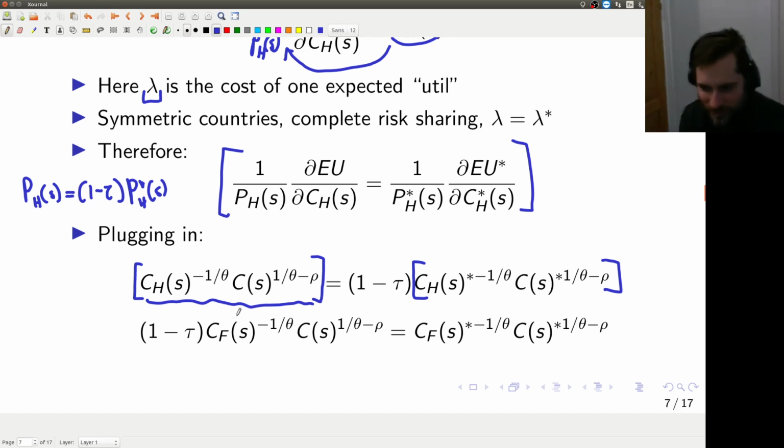What you'll see is that CHS is going to be bigger than CHS star, which just makes a lot of sense, right? People are going to consume more of the home good than they are going to consume of the foreign good in every state at home. Why is that? Because they don't have to pay this trade cost. The price of the home good is lower, all else equal. So that's the intuition there. Let me pause there just to break up the discussion of the model.